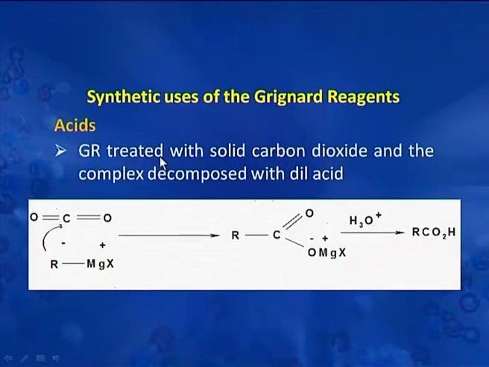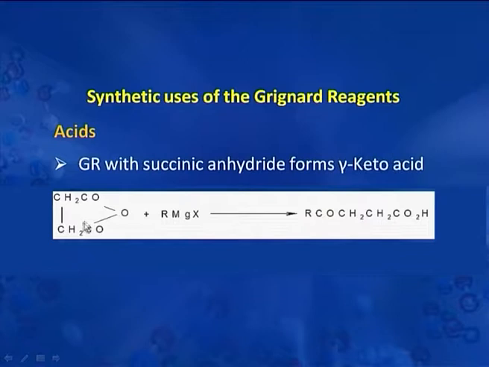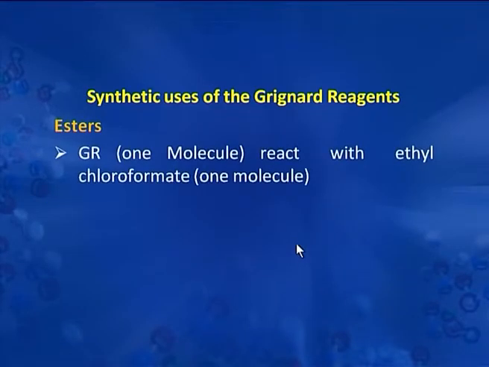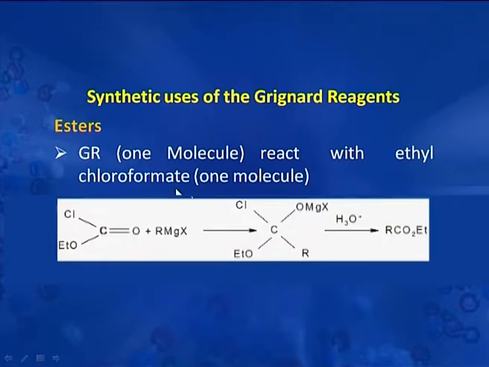Grignard reagent with solid carbon dioxide, that is dry ice, forms a complex, and the complex is decomposed with dilute acid to give acids. Grignard reagent with succinic anhydride forms keto acids, gamma keto acids. Grignard reagent reacts with ethyl chloroformate, followed by hydrolysis, to give esters.